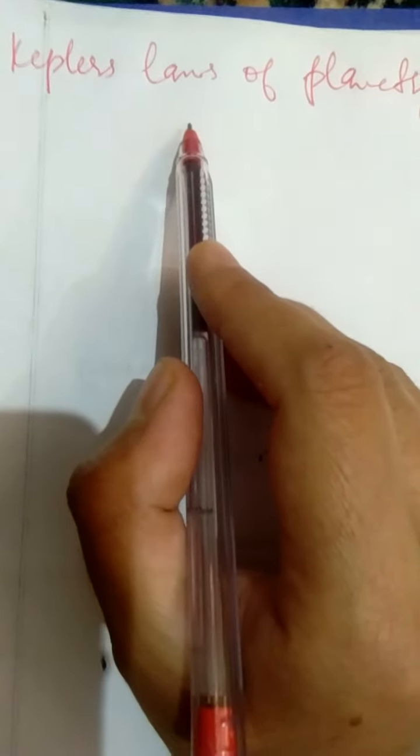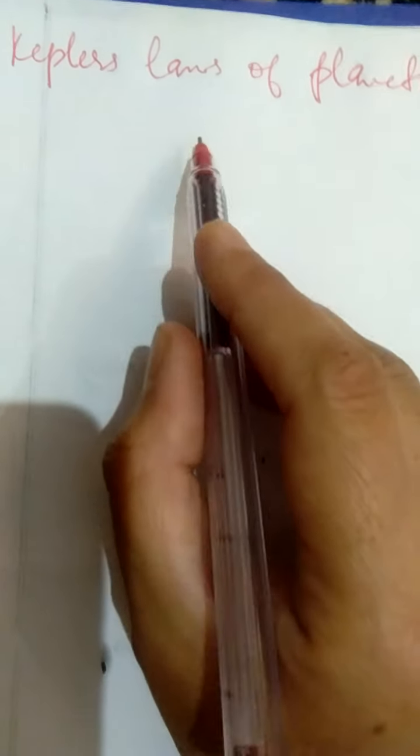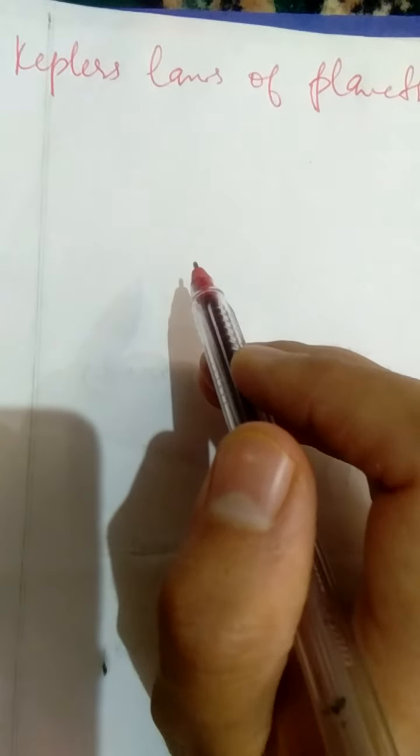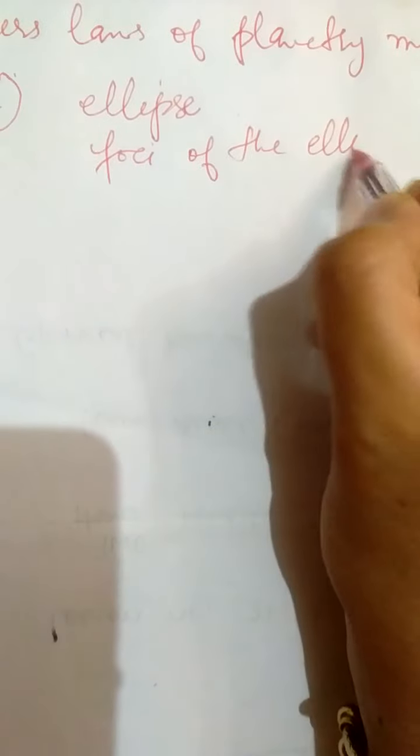All of you might be knowing that Kepler had given three laws to describe the planetary motion, that is, the motion of the planets around the sun. So, the first law was that the planets revolve around the sun in an ellipse, and the sun is placed at one of the foci of the ellipse. That is the statement of the first law.